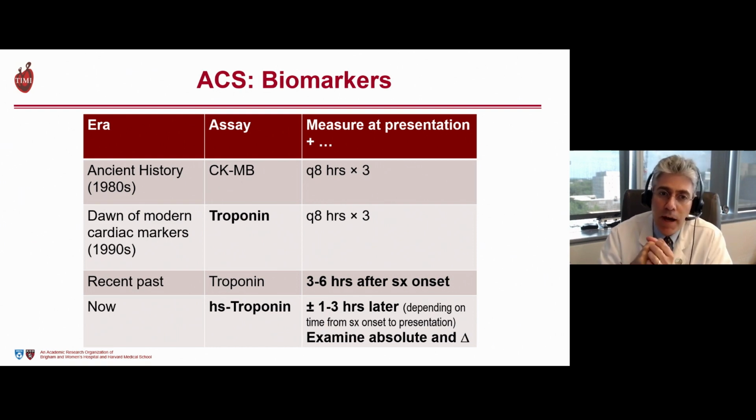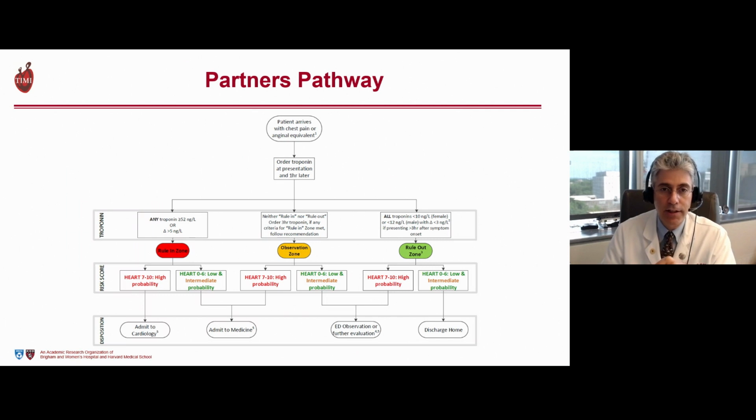As we thought about biomarkers, many of us trained in the era before troponin, where we would measure CK-MB every 8 hours times 3. Then we had troponin, and we would typically measure every 8 hours times 3, just to mirror CK-MB. As the troponin assays improved, it became appreciated that a baseline test, and then one 3 to 6 hours later, would probably tell you everything you need to know. And now, with the advent of high sensitivity troponin, we can measure troponin at presentation, and at 1 to 3 hours later, different studies have used different time points. And now we're going to examine not only the absolute values, but also the change. I'll indicate that on the next slide.